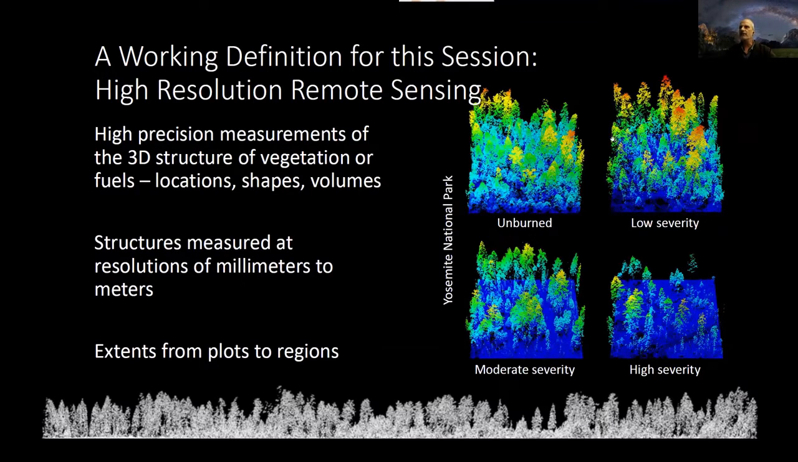And you can see several examples here from Yosemite National Park, taken from airborne LiDAR data, where we can visually see differences in forest structure that correspond with what we expect from burn severity. And these structures can be measured, depending on the scale of the study and the instrument used, at resolutions of millimeters to meters. And the scales of studies can range from plots or really even individual plants or trees to entire regions.